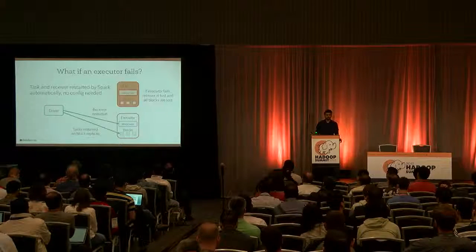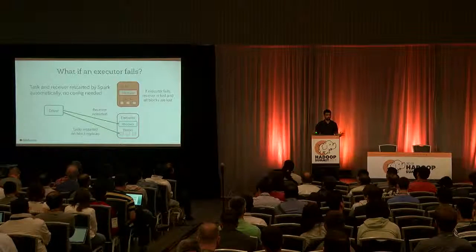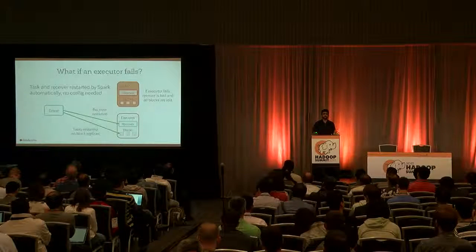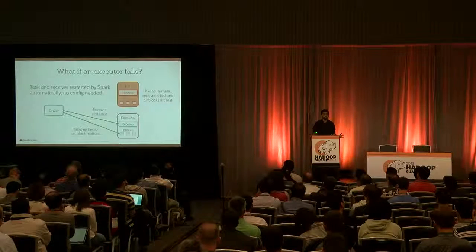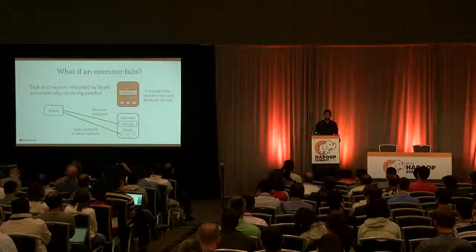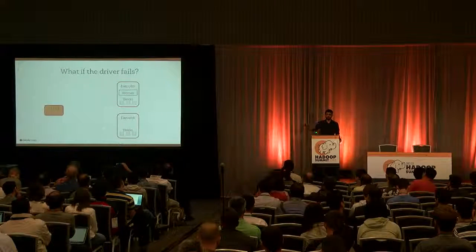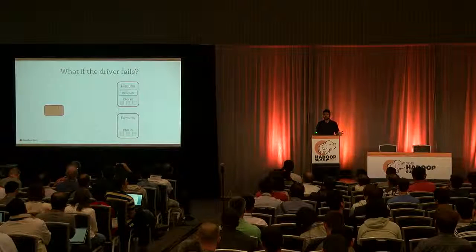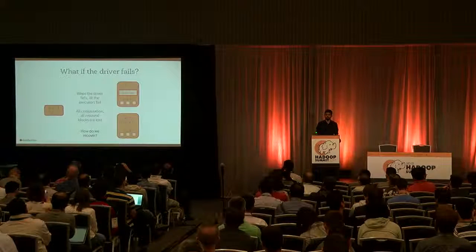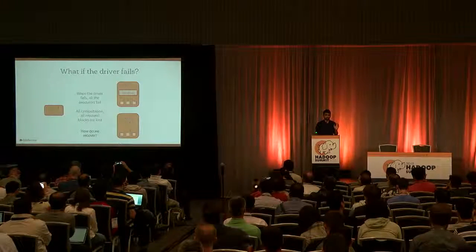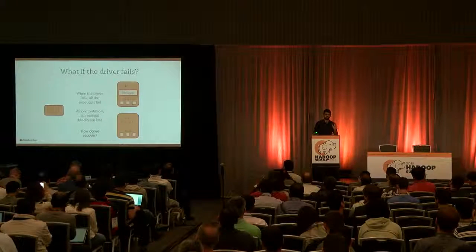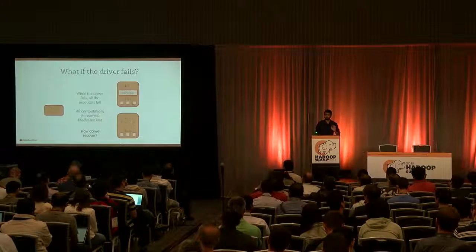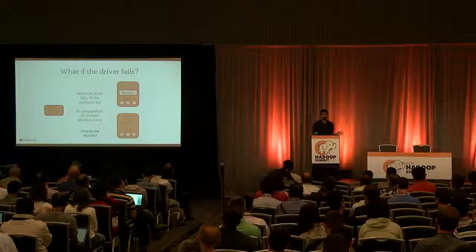So, and this happens on its own, as in you don't need to configure Spark to do anything special. This happens automatically. The trickier thing is what happens if the driver fails. So if the driver fails, all the executors are lost. So all the computation that was going on is lost, all the receivers are dead, all the in-memory blocks are gone. What do we do?